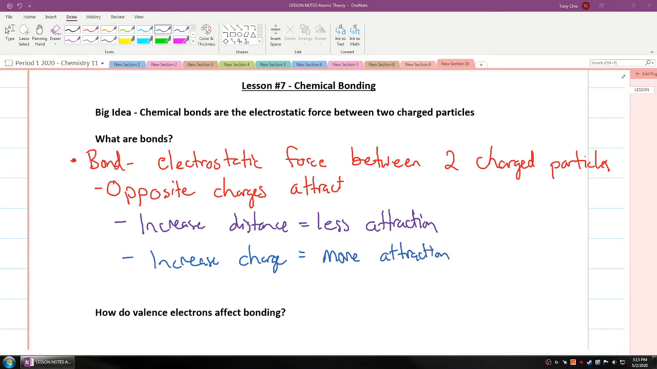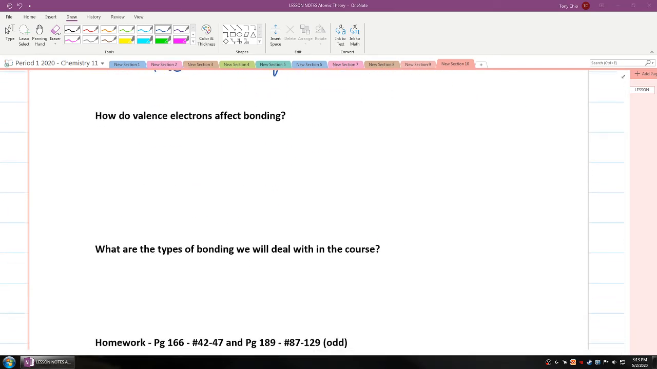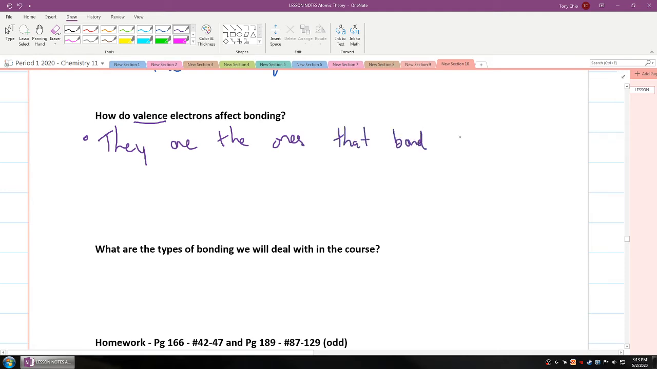So how do valence electrons affect bonding? Well, we know that valence electrons are the outermost electrons. Because they are the outermost electrons, they are the ones that do the bonding and reacting.